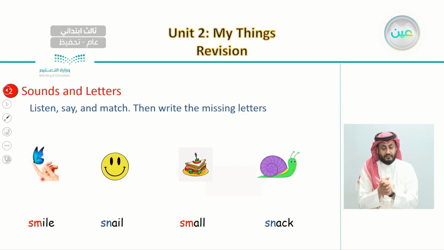So the first picture we have here is someone with a beautiful butterfly on his finger. And this is a face that is laughing, or a face that is happy. And also, here we have a sandwich on a plate. And here we have also a small animal that we usually see in farms and trees.